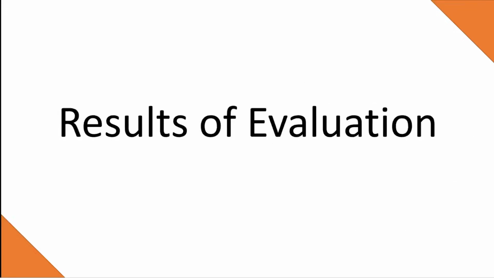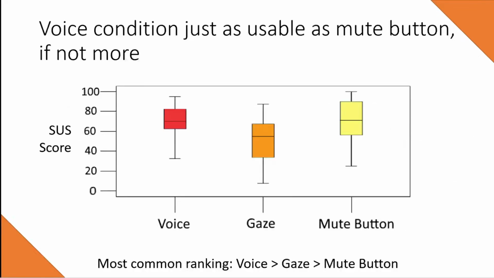Now for our results. The first result is that in terms of usability, the voice privacy control and the standard mute button were found to be equally usable. Here the y-axis shows the usability score on the system usability scale. The higher numbers mean more usable. We see that the voice control and mute button have similar usability scores.